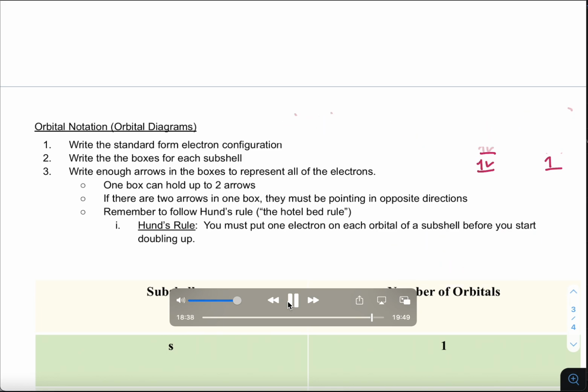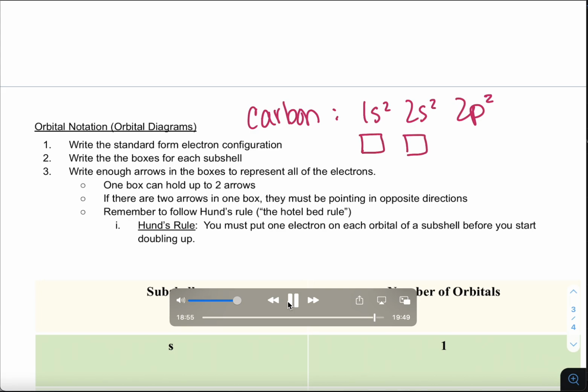So now I'm going to do carbon. Same thing. I'll do the boxes this time so you can see a little bit of a difference. And you're going to put the arrows in the box this time.